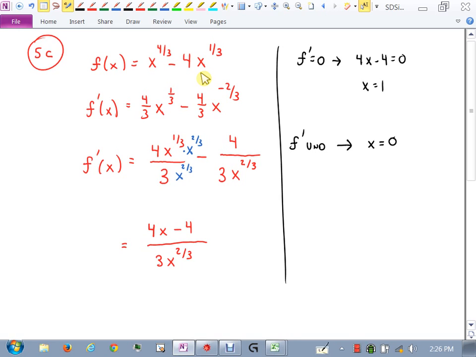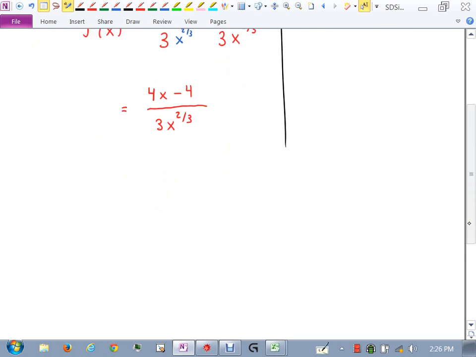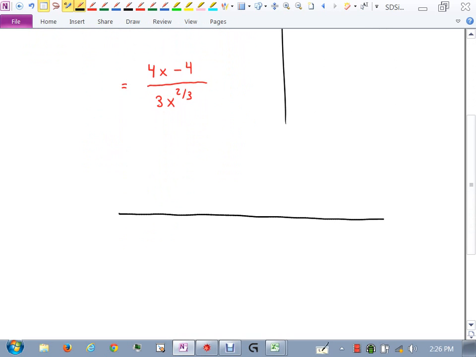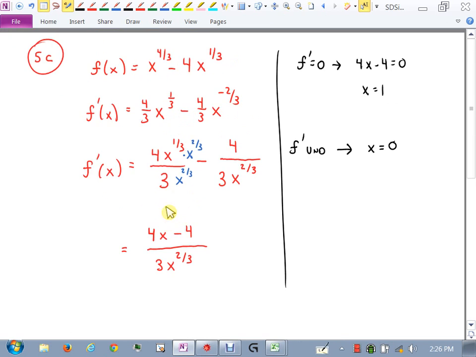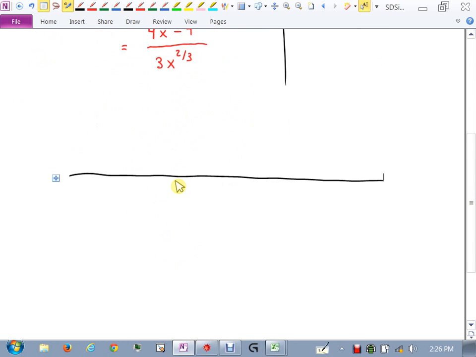Okay, what do I do once I figure out the critical numbers? If all I want to know is where it's going up, down, local max, local min, number line. Why? Because here's my derivative, right? If I try and plug 0 in right here, I get division by 0. Where in the original function, if I plug 0 in, it's fine. You all right with that? Okay. So here's my number line. It was 0 and 1, right?